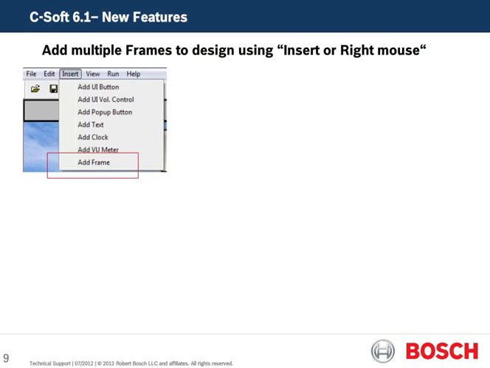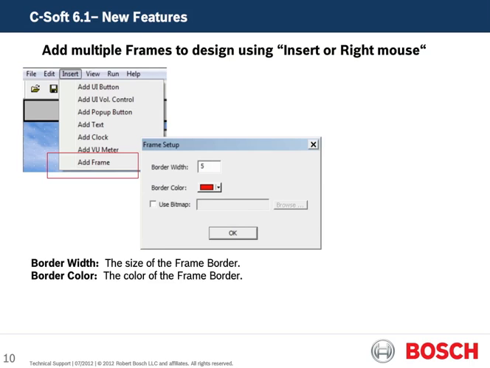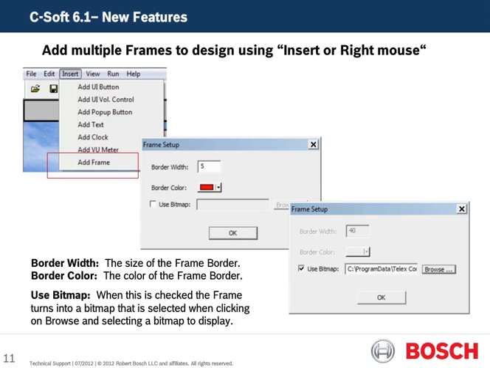In CSoft Designer, frames may be added by either right-clicking on the design field or from the Insert Add Frame tab. A frame box has now been added to the CSoft design. Right-clicking on that frame box will provide you the frame setup window. From there, border width or border color can be modified. Frames also support bitmaps. To use a bitmap, check Use Bitmap, click Browse, find the appropriate bitmap file, click OK.